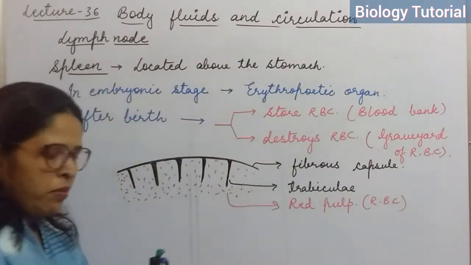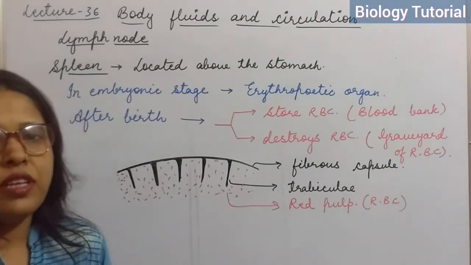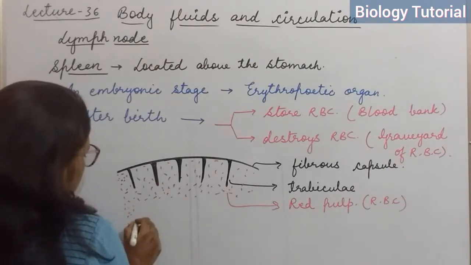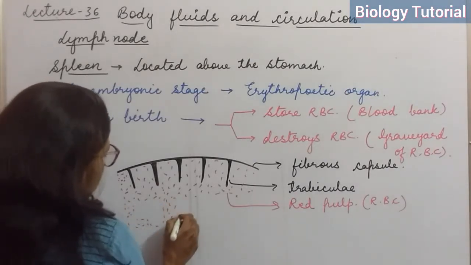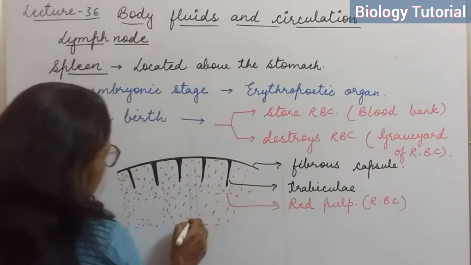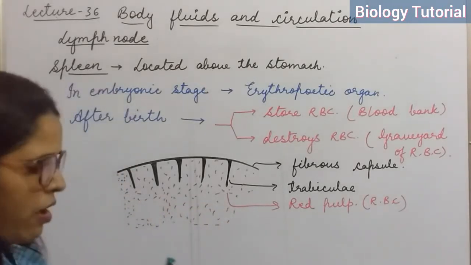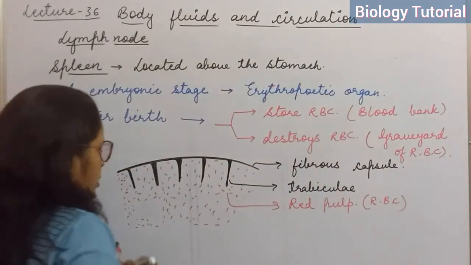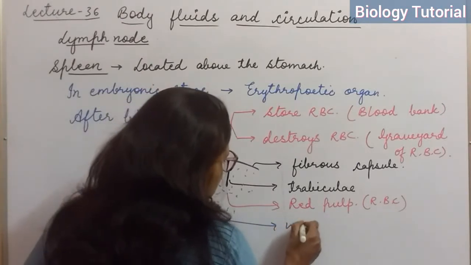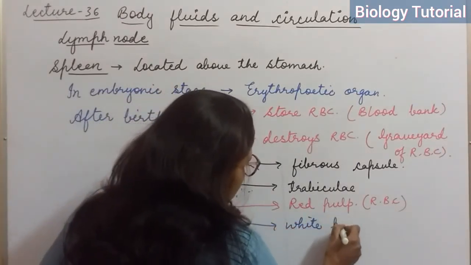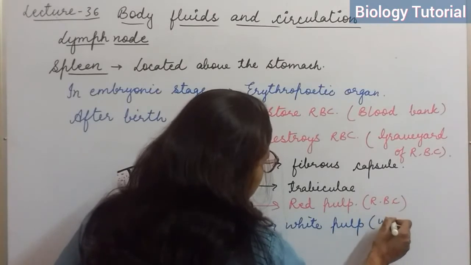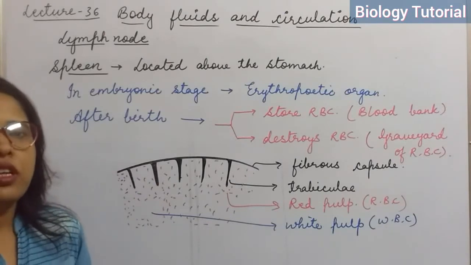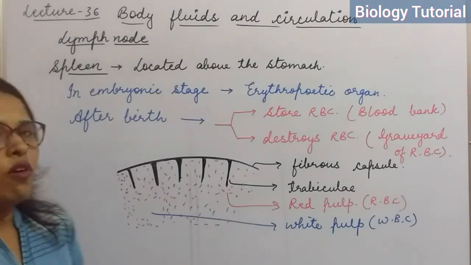Sometimes at some regions this red pulp is absent. Suppose this is the part where the red pulp is absent. This is the red pulp part, and this part is not having the red pulp. This part is called white pulp, and this white pulp is having different types of WBCs like lymphocytes and macrophages. Clear? This is the structure of the spleen.